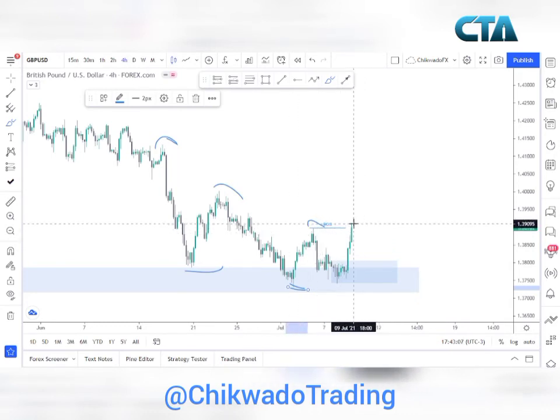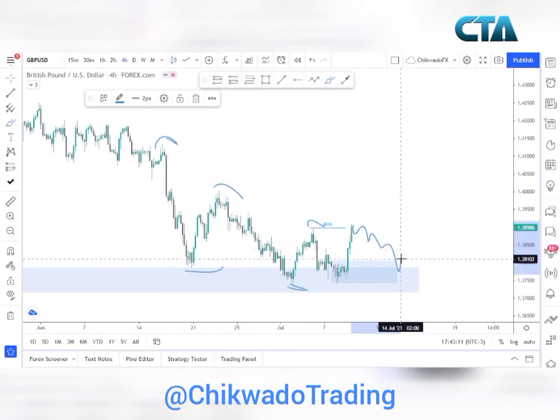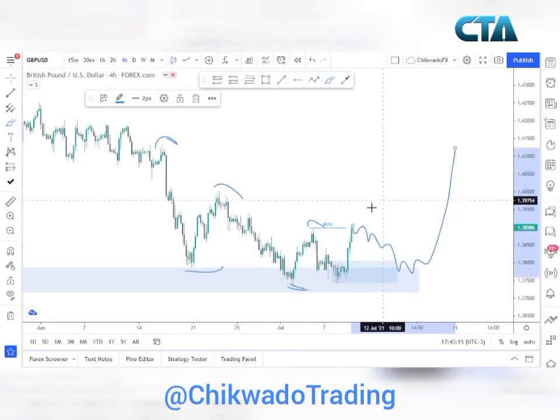So what that means is that we should be looking for the market to trade back into the zone in the coming week, give us a lower time frame break of structure, and then we start to look for longs.